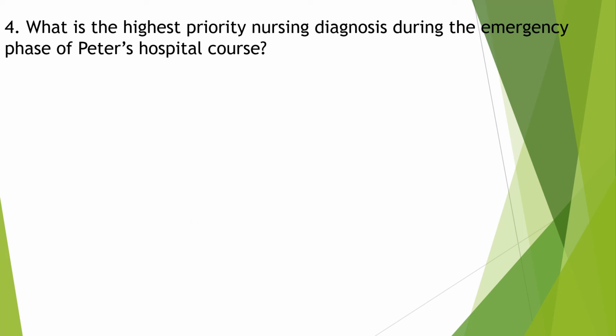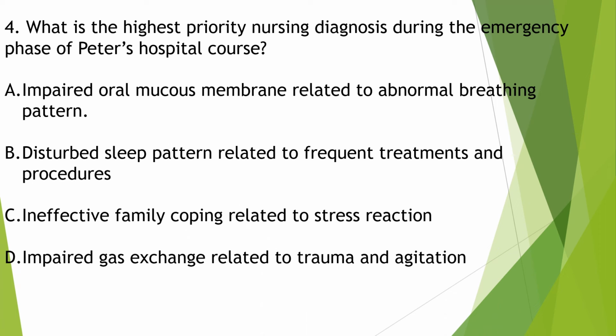Fourth question. Which is the highest priority nursing diagnosis during the emergency phase of Peter's hospital course? Impaired oral mucous membrane related to abnormal breathing pattern, disturbed sleep pattern related to frequent treatments and procedures, ineffective family coping related to stress reaction, impaired gas exchange related to trauma and agitation. Here the question asked is the highest priority nursing diagnosis. So that is impaired gas exchange related to trauma and agitation.